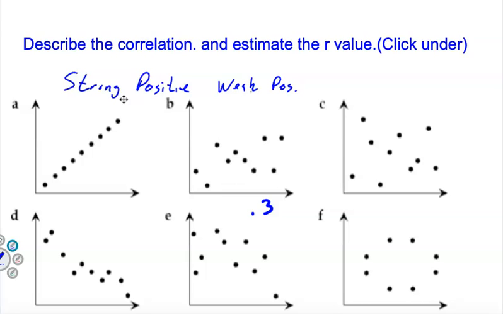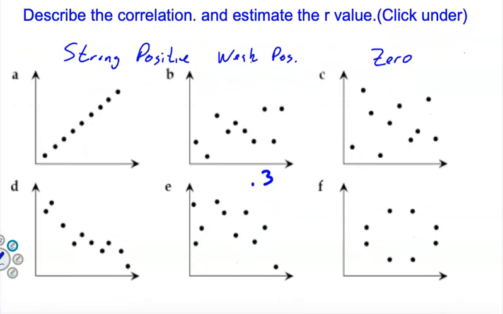Next one, I can't tell. They're all over the place. That's basically 0. It's hard to tell, is it positive, is it negative, does it even have an association together, okay?